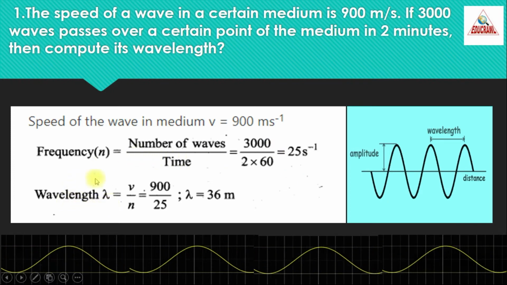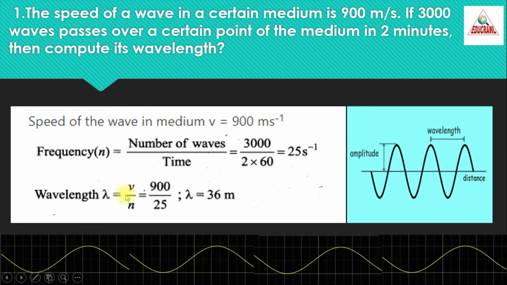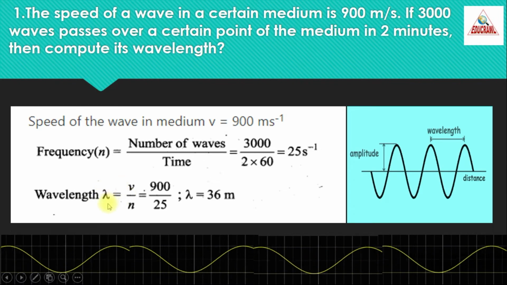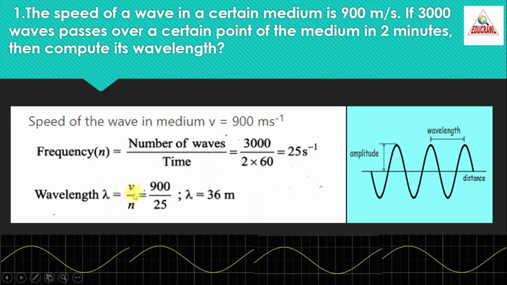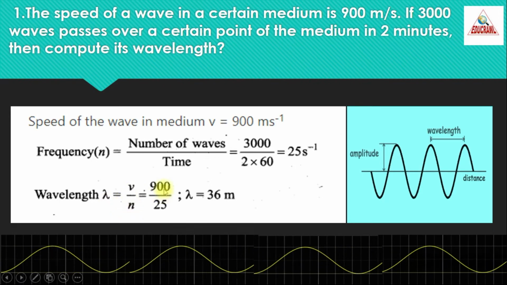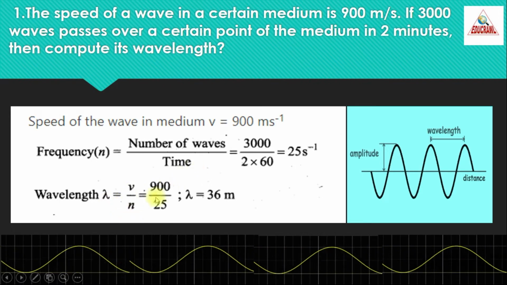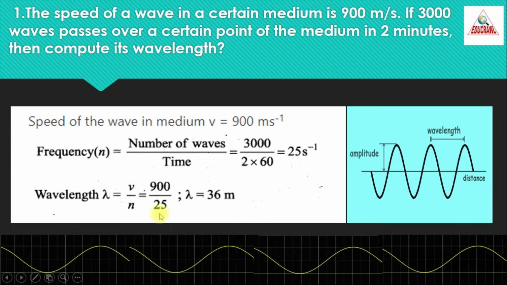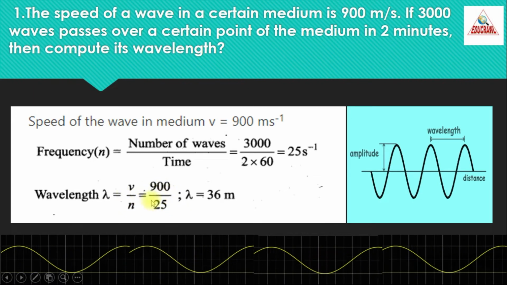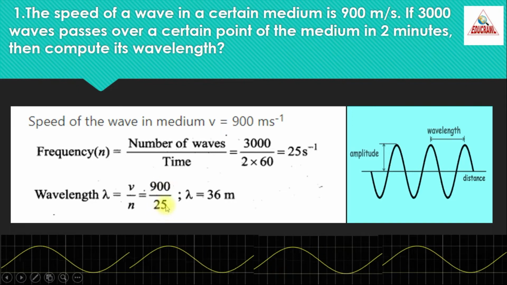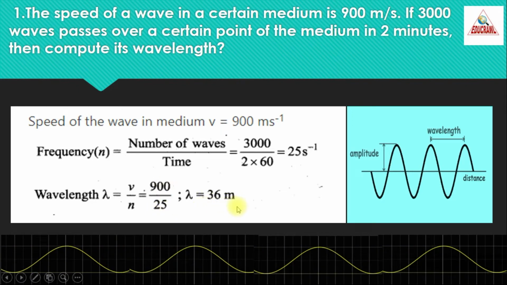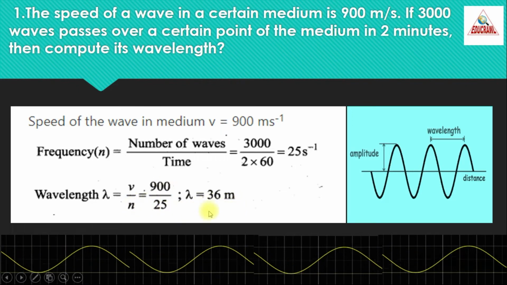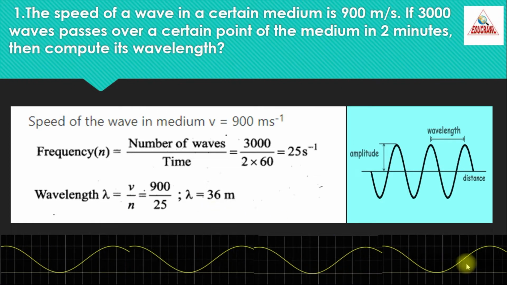Now we have to calculate the wavelength. We use the formula V is equal to n lambda. We reverse that formula to get the wavelength as lambda is equal to V by n. Now substituting the V value, which is velocity, and n value, which is the frequency, we get lambda is equal to 900 divided by 25, which is equal to 36 meter. So the wavelength value is 36 meter.